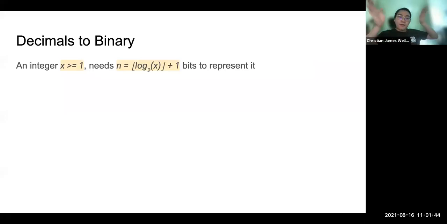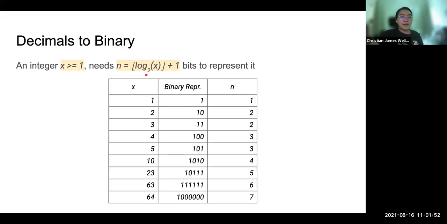Next up is the other way around. What if I started off with an integer and I want to represent it in binary? How many bits do I need? And it turns out that it takes floor of log base 2 of x, plus 1. And so here's a table. You can pause the video to stare at the table and try to convince yourself that it's really the case.